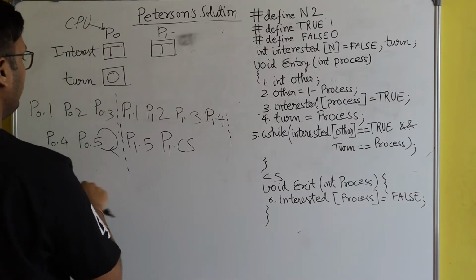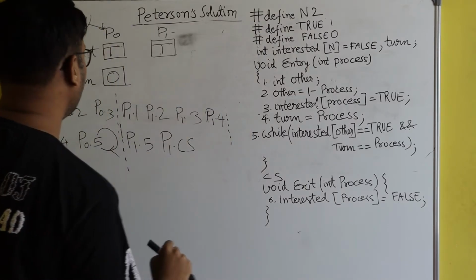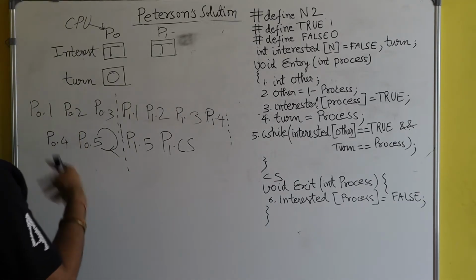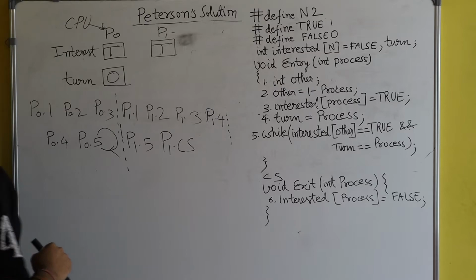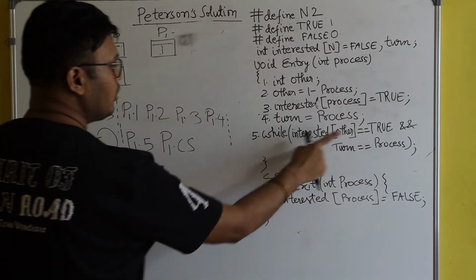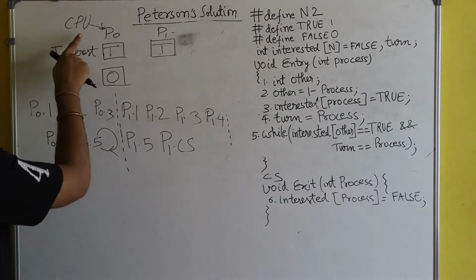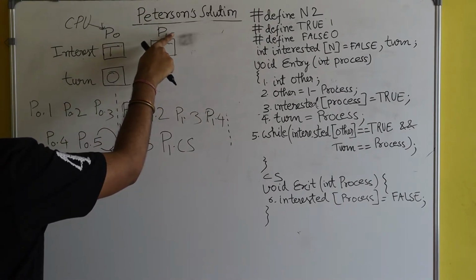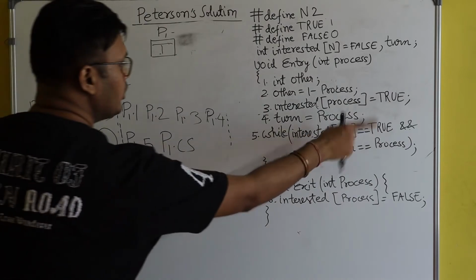So let's see whether now P0 could enter inside the critical section or not. As we know that P0 is stuck in the while loop, so let's see whether this while loop could be broken or not. So interest of other is equal to true. Since CPU is with process P0, so other is P1. So interest of other is equal to true.